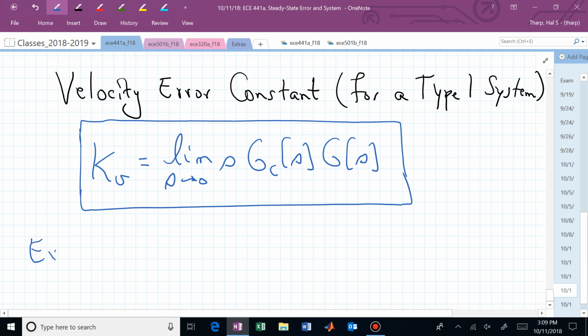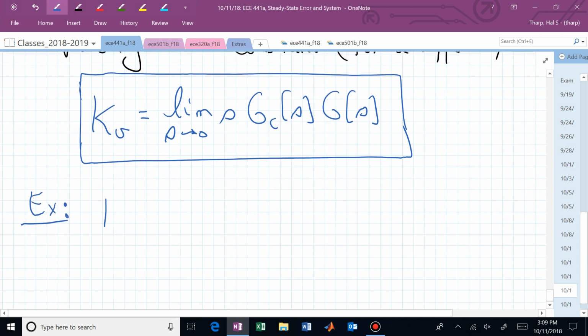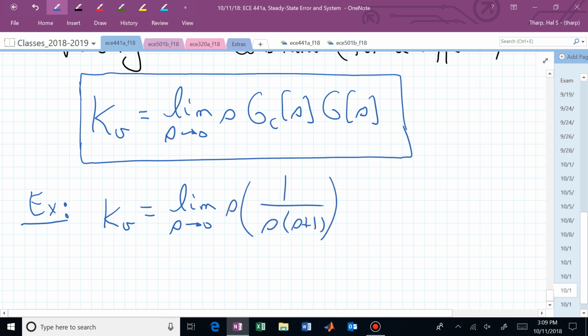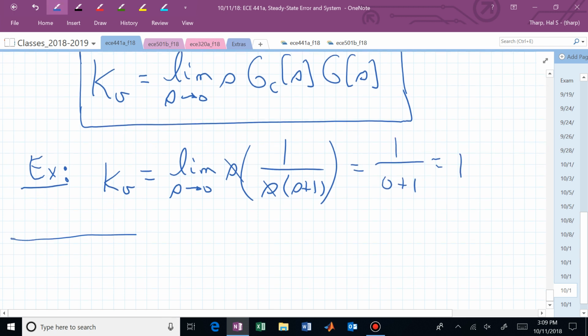In our particular third case, where we were dealing with system C, k sub v is the limit as s goes to 0 of s times 1 over s times s plus 1, that was our g of s. Those s's cancel, and we now have 1 over 0 plus 1, or 1, for our velocity error constant.